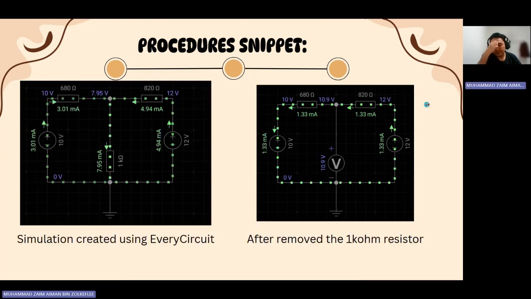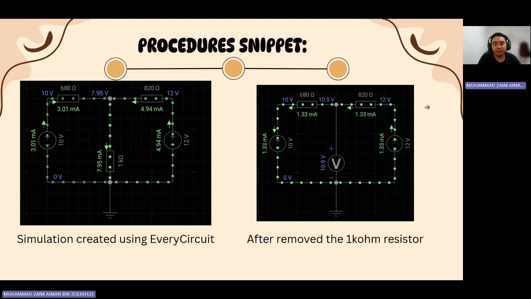As you can see here, this is the simulation picture, taken during my attempt to do the simulation. All the simulation was done using EveryCircuit, a software. As you can see at the left hand side, the value of IA is 3.01 milliampere. The value of IB is 4.94 milliampere, and the measured value of IC is 7.95 milliampere.